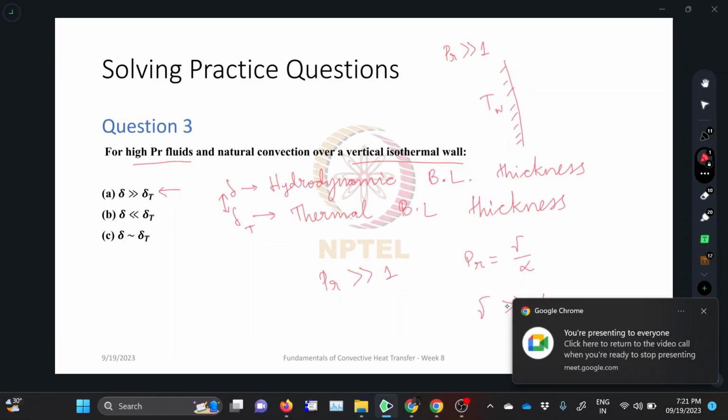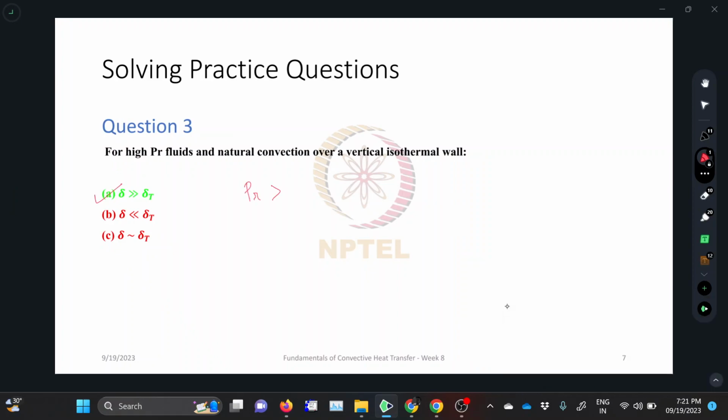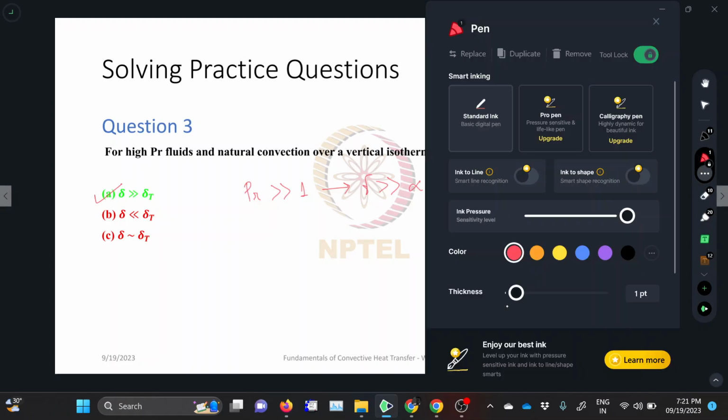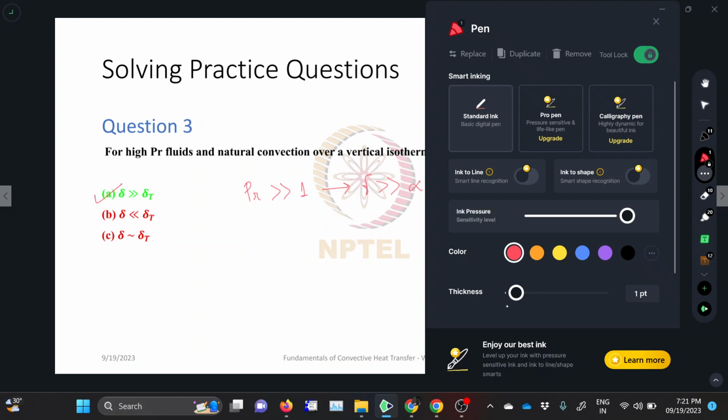Okay, now let's have a look at the solution. And all of you are correct. So option A is the right answer. And the clue remains over there, that since Prandtl number is much greater than 1, this means that the momentum diffusivity is much greater than the thermal diffusivity, meaning that momentum would diffuse further than heat. So that's why I'm trying to change my color over here.